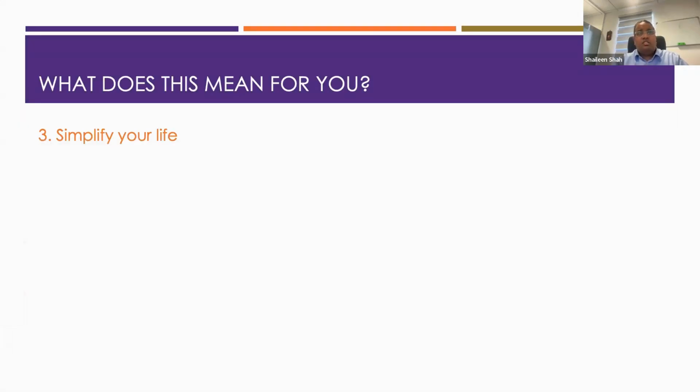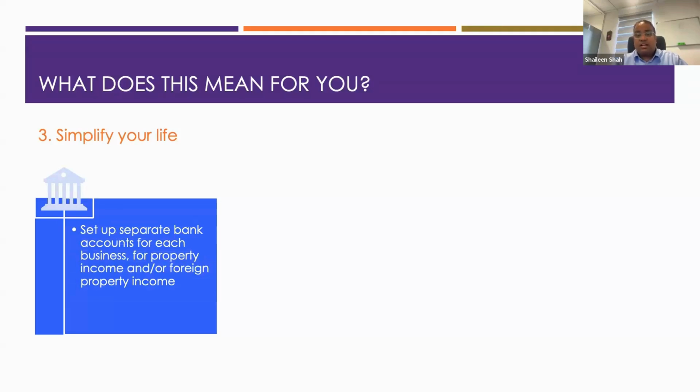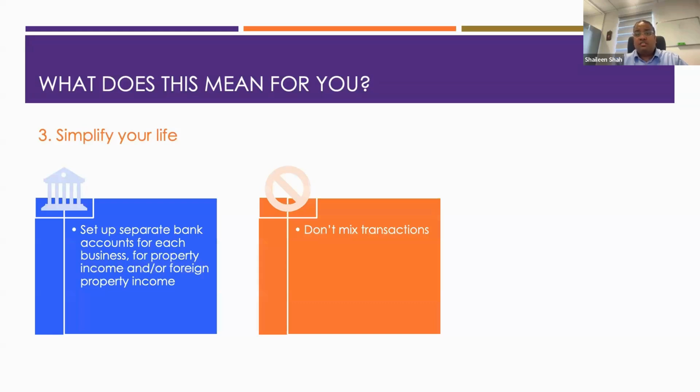The third thing that we've got in terms of matters is to simplify your life. One of the things you could do is set up a separate bank account for each of the businesses that you operate, and a separate bank account for all the property income, if you don't already do this, and foreign property income as well, should you have any. What you should avoid doing is mixing transactions. So try to get into that discipline of using the right bank account to pay the right expense out of.